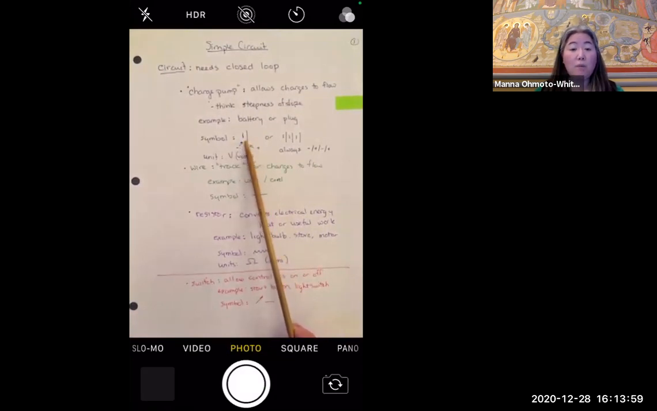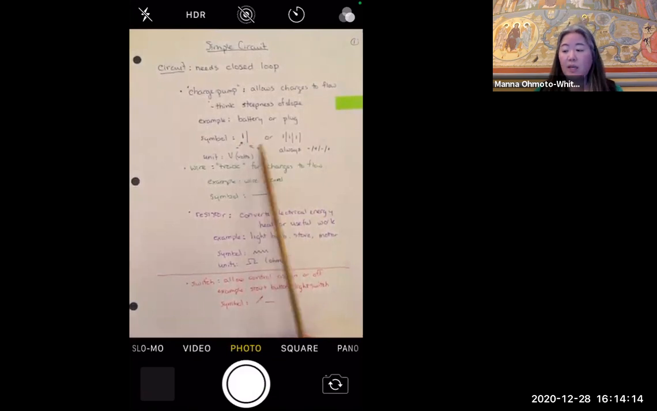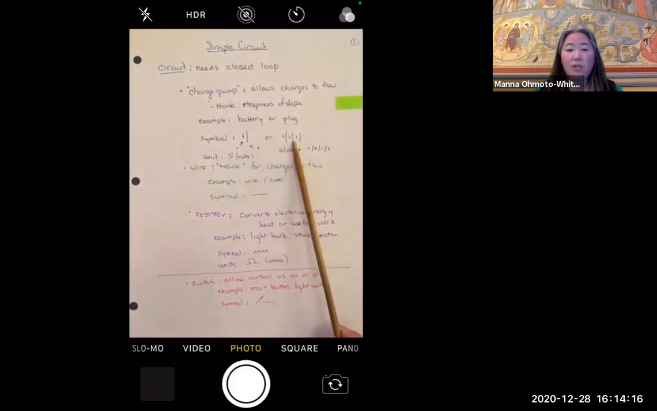It can just be one pair or it can be multiple pairs, but they always come in pairs. It's always a short line and a long line. The short line stands for the negative terminal, and the long line stands for the positive terminal. And you always have them in alternating short and long, or negative and positive. You never have two positive ends next to each other, otherwise charges don't flow.